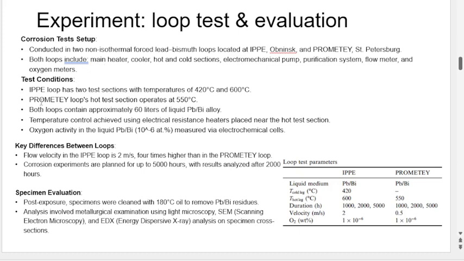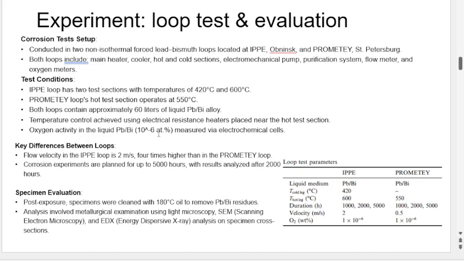As for the test conditions, the IPPE loop has two test sections with temperatures of 420 degrees C and 600 degrees C. This might be the low or cold section, and 600 is the hot section. The Prometei loop hot test section operates at 550 degrees. Both loops contain approximately 60 liters of liquid PbBi. Temperature control is achieved using an electrical resistance heater.